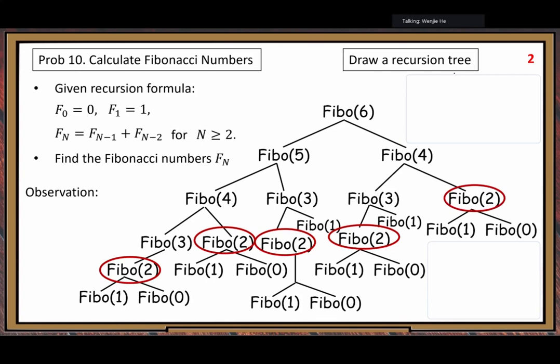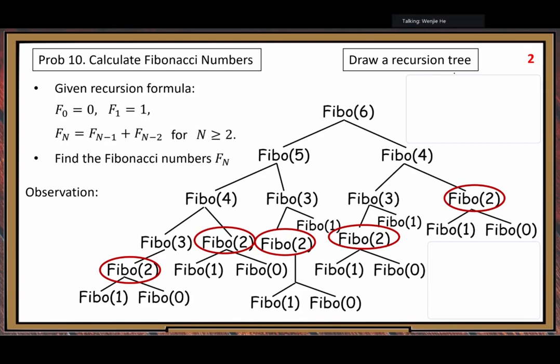We know there is only one number for Fibonacci of 2. Why do you need to calculate so many times? The same number in the tree, why do you need to calculate so many times? You don't need to calculate so many times, right? One number, same number.